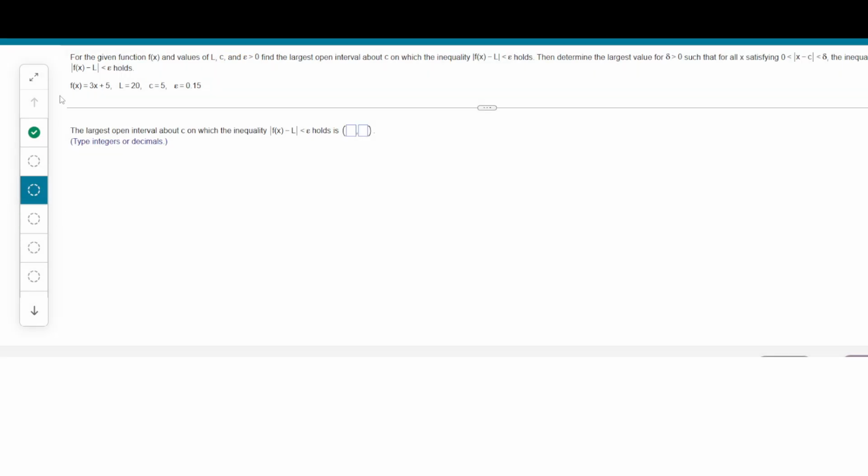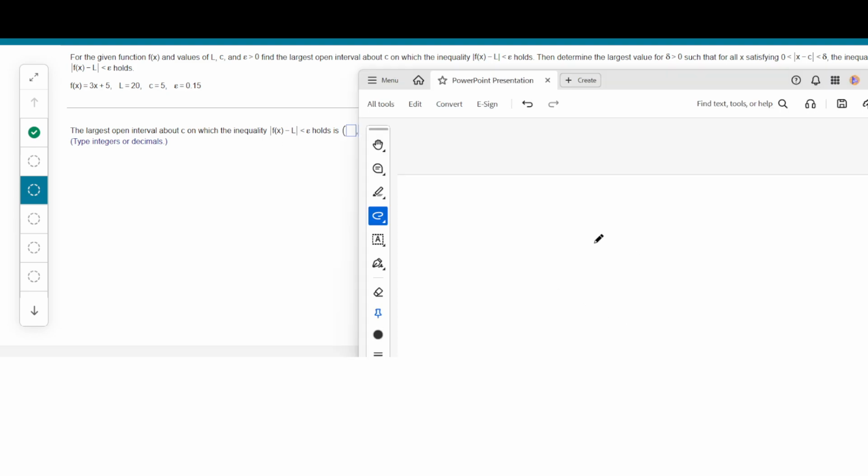Let's go to the next problem. For the given linear function 3x + 5, the limit of the function is 20. The value of c is 5 and epsilon is 0.15. You would like to find the interval on the x-axis such that this relation holds. Keep in mind, you have |f(x) − L| < epsilon, and you want to find |x − c| < delta, this relation.